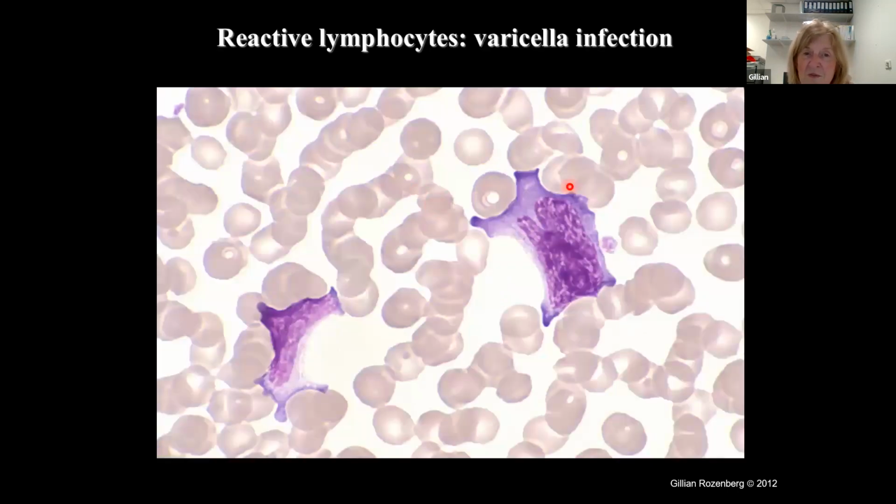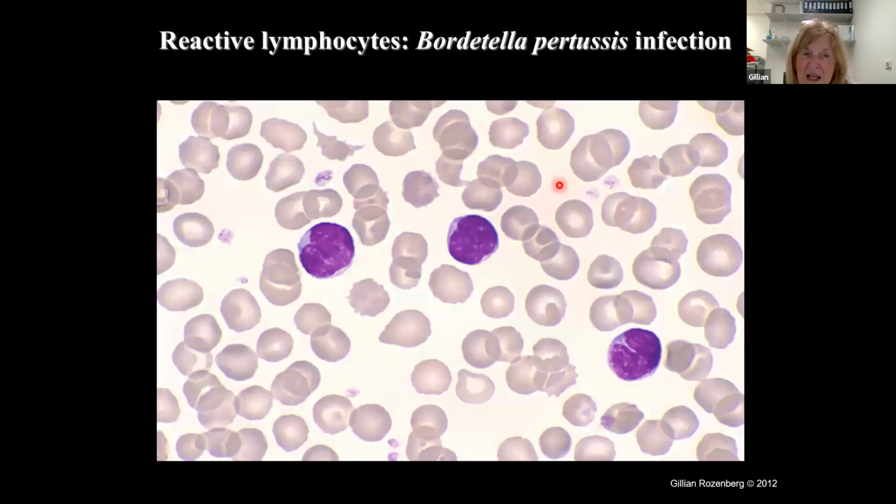This is a case of varicella infection, chickenpox. And here's the Bordetella pertussis, which is a bacterial infection. And the classic feature in Bordetella pertussis is that the lymphocyte nuclei are cleaved. And not all of them will be cleaved, so it should be a significant feature. If you want to ask me the question, what percentage, I can't tell you.